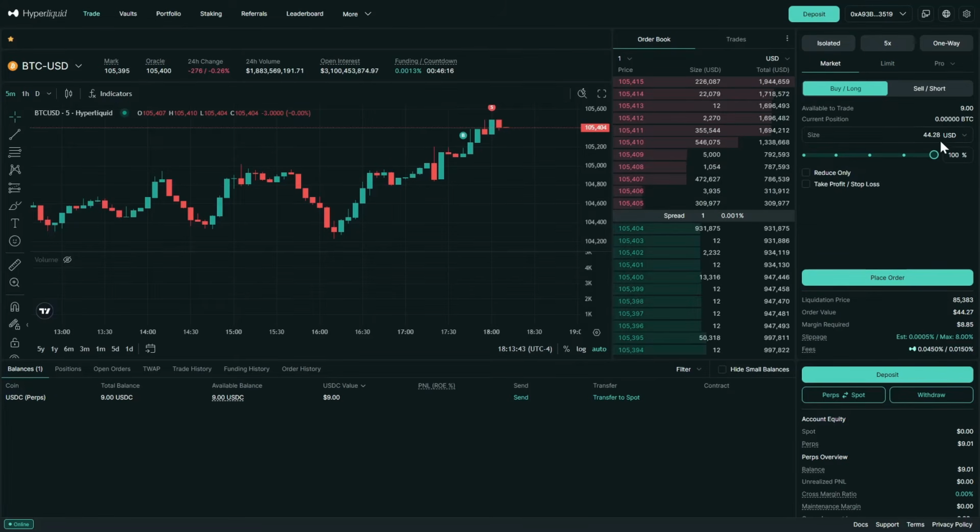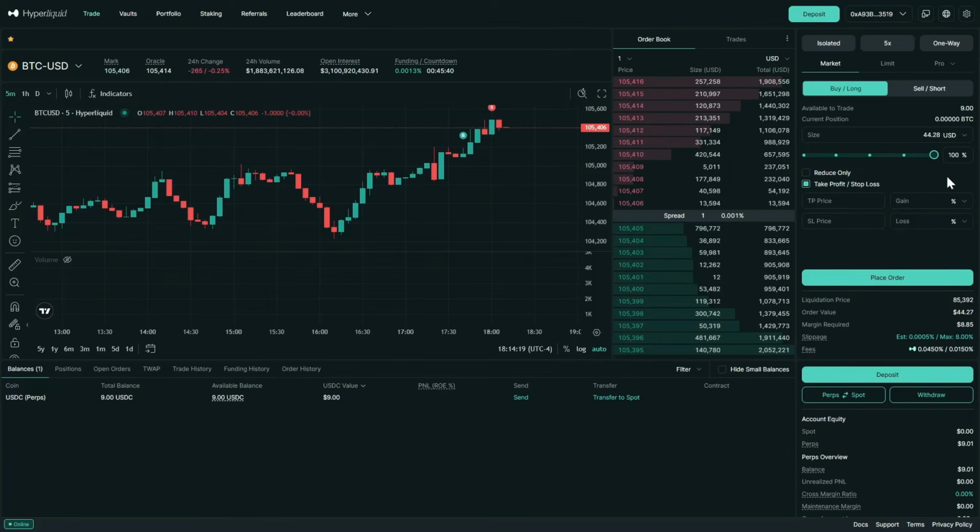All right, so we see our position size with that 5x. We are going to put in a long. Now before we do that, we see these two options here, reduce only and take profit stop loss. I'm going to go over reduce only after. So now let's just go through take profit and stop loss. So using this option, it's a way for you to put a stop loss and a take profit option within your trade.